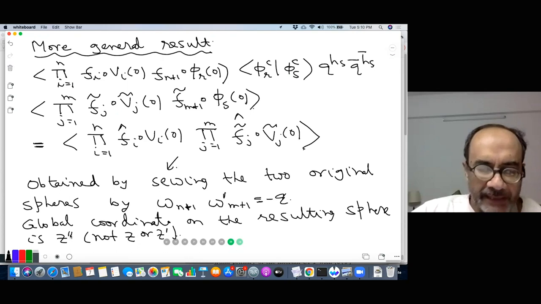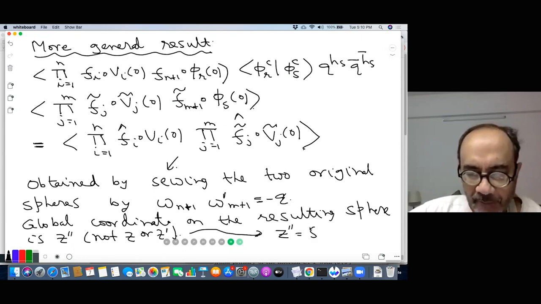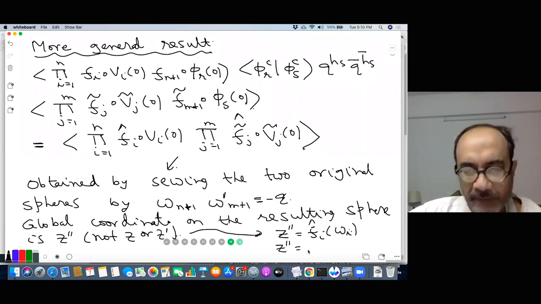Once you have constructed the new coordinate z double prime, we have to find the relationship between z double prime and the local coordinates here. So z double prime will now be given by f hat i of w_i, near the ith puncture on the original sphere. Similarly, z double prime will be given by f hat j of w prime j.